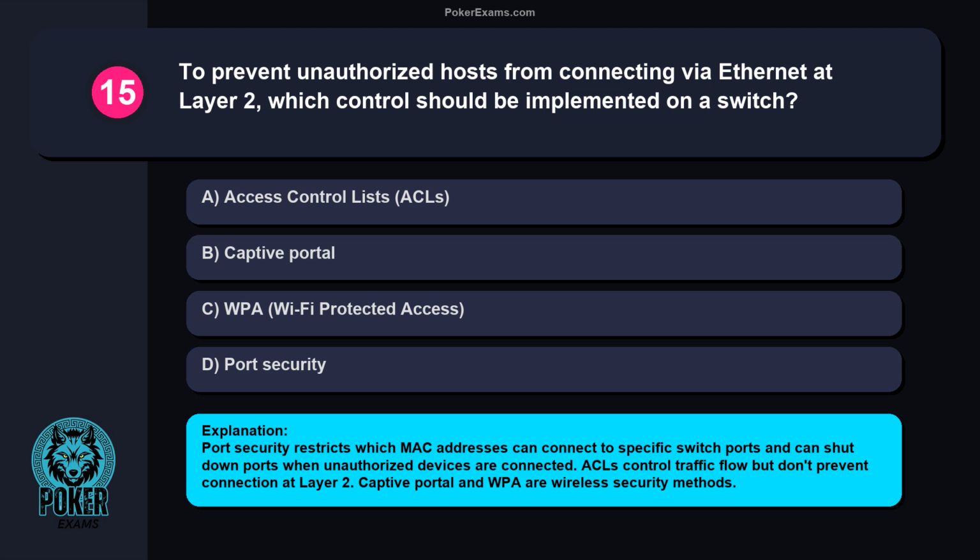Port security restricts which MAC addresses can connect to specific switch ports and can shut down ports when unauthorized devices are connected. ACLs control traffic flow but don't prevent connection at Layer 2. Captive Portal and WPA are wireless security methods.